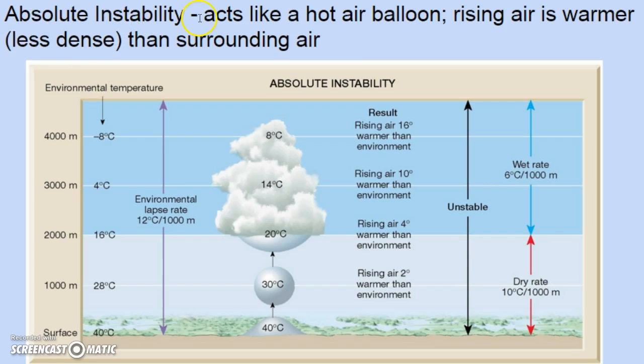But with absolute instability, things change. The parcel of air that's rising acts like a hot air balloon. The rising air is warmer, less dense, and more buoyant than the surrounding air, so it continues to rise. You'll notice that the temperature is warmer than the surrounding air. So the environmental lapse rate and the actual air temperature of the parcel of air, they are unstable. It's going to continue to rise, and it's going to continue to cool. And this is the feature that gives us dramatic potential for severe weather.